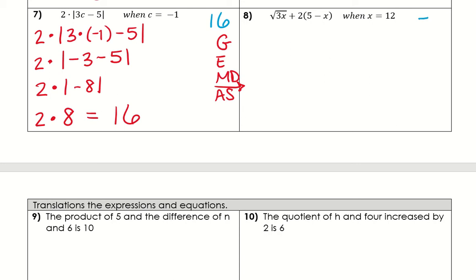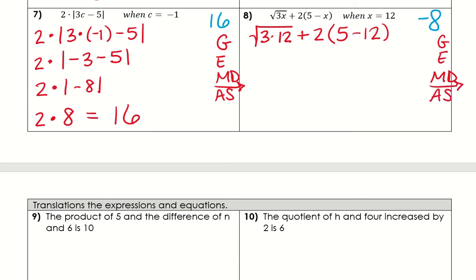Number 8 is -8. Plugging 12 in for x, so I have the square root of 3 times 12 plus 2 parentheses 5 minus 12. Writing down my GEMDAS. Okay, here I actually have 2 groups. That square root symbol, since there's 2 numbers underneath, it is going to be a square root or a group, and then the 5 minus 12 is also a group. So I'm going to do these at the same time.